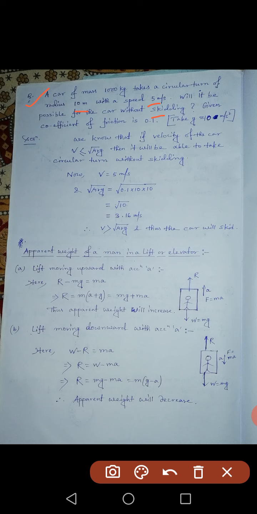Now the question is: will it be possible for the car to take the circular turn without skidding? It is given that the coefficient of friction, that is the value of mu, is 0.1, and g you are asked to take as 10 meter per second square.